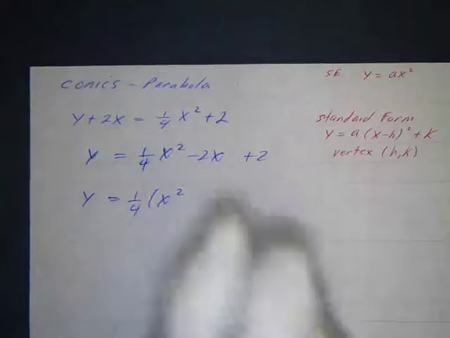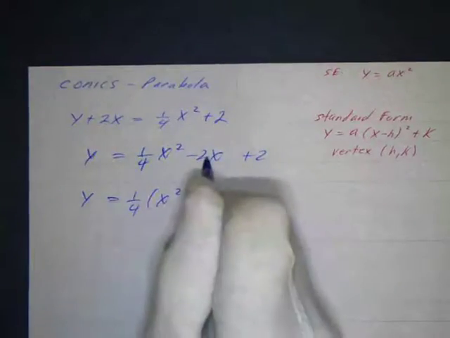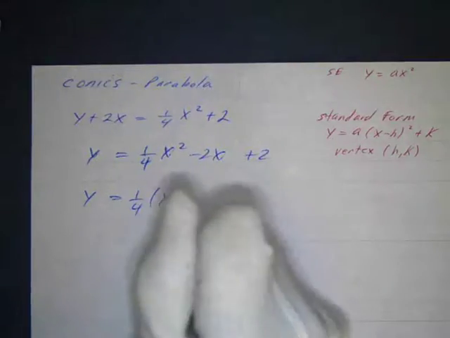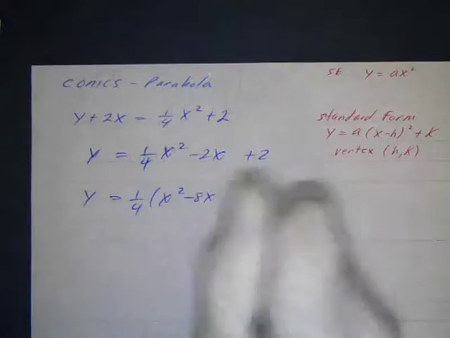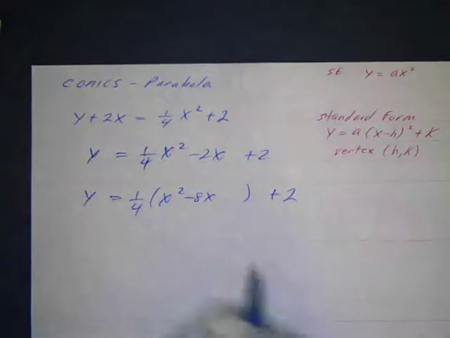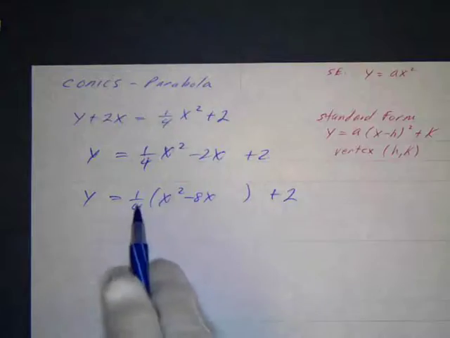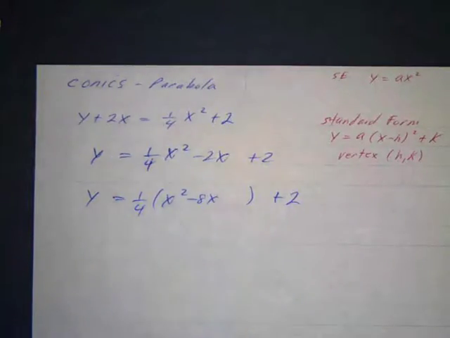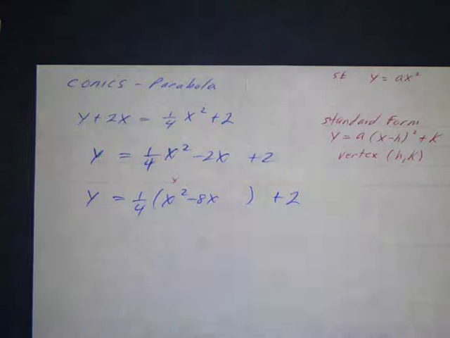That's going to be x squared, and if I divide 2 by 1/4, it's like multiplying it by 4 over 1, so I get minus 8x. Leave myself a little space there and then put the plus 2 over here. Now, you can always check this out because 1/4 of negative 8 is negative 2, so this checks out if I multiply this out. And then I'll try to complete the square.